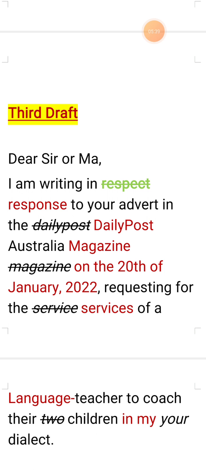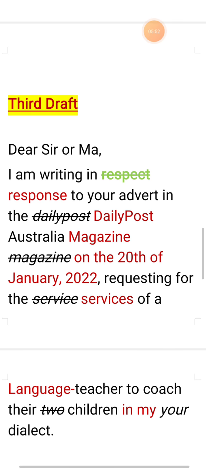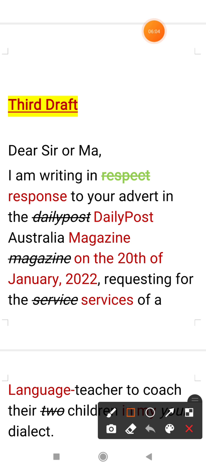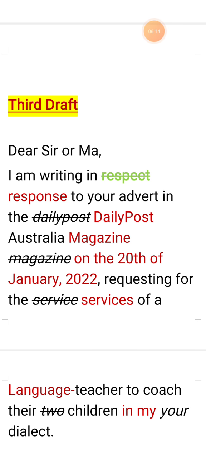Remember, in the first draft, my student said announcement. Okay, this is not watching a TV program where announcements are made. This is a newspaper publication. And so you say, I am writing in response to your advert in the Daily Post Australia magazine. Daily Post is a proper noun, and so the first letter, that's D, should be in uppercase, not lowercase, because it's a proper noun.